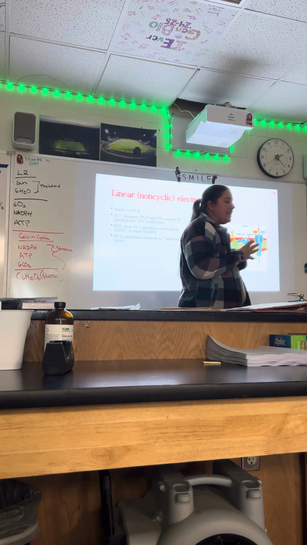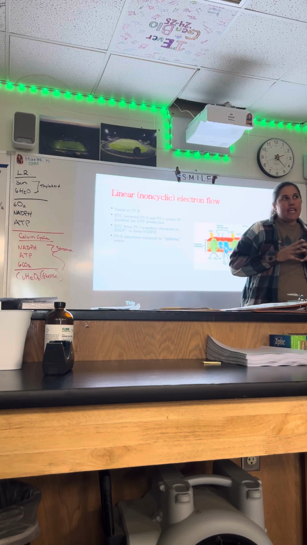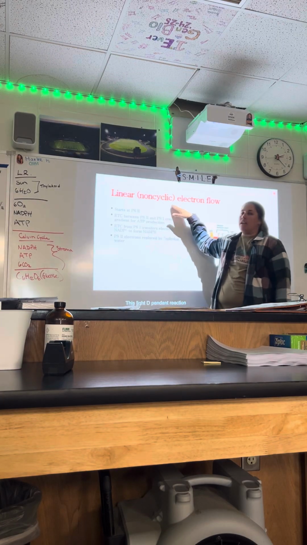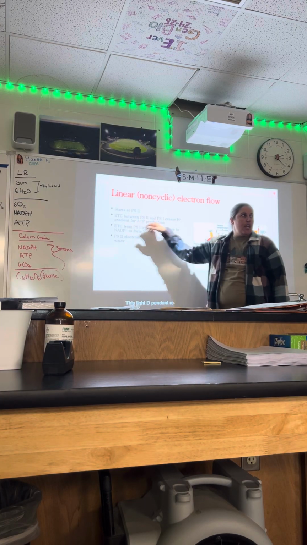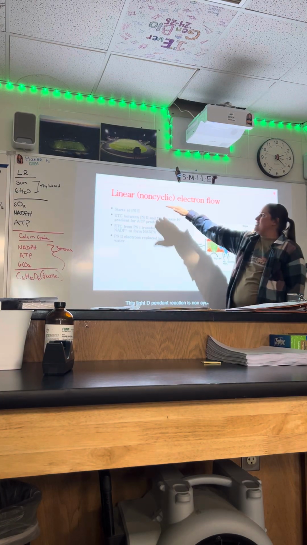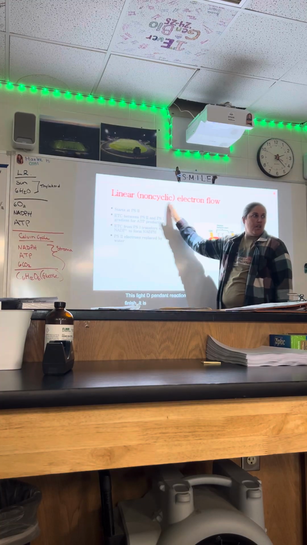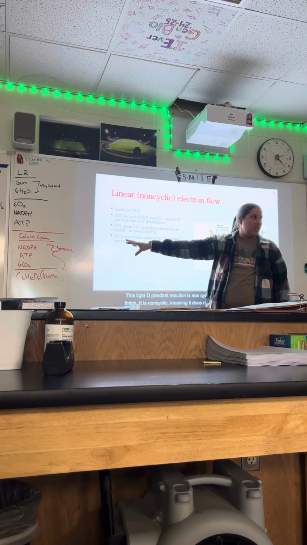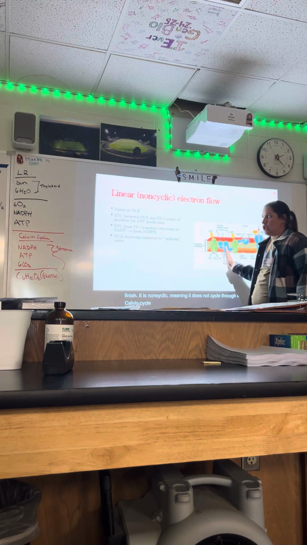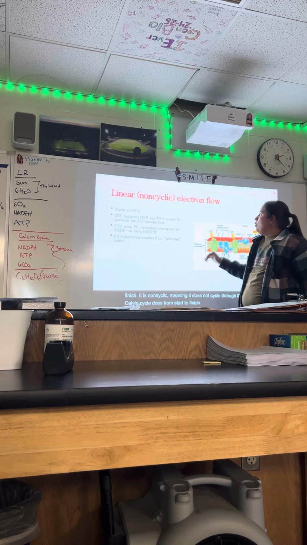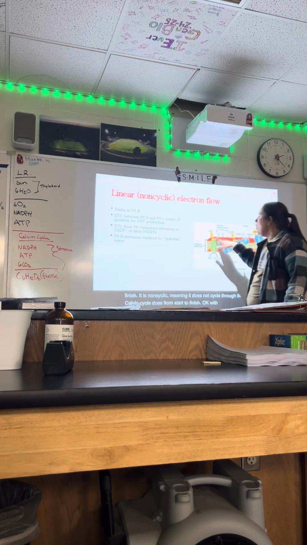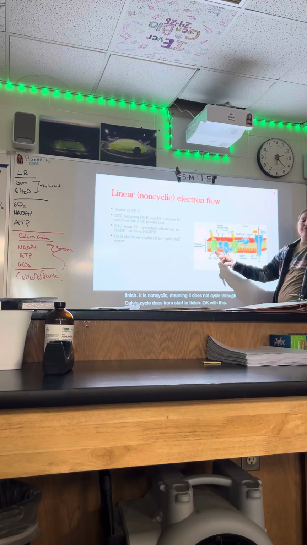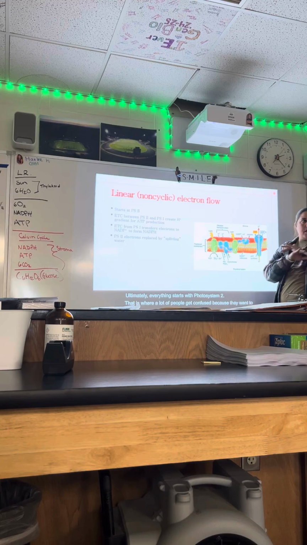This light-dependent reaction is non-cyclic. It has a start, it has a finish. It is non-cyclic, meaning it does not cycle through like the Calvin cycle does, from start to finish, okay? With this, ultimately, everything starts with photosystem 2. That is where a lot of people get confused because they want to put 1 then 2. That is not how this works. It goes 2 then 1.